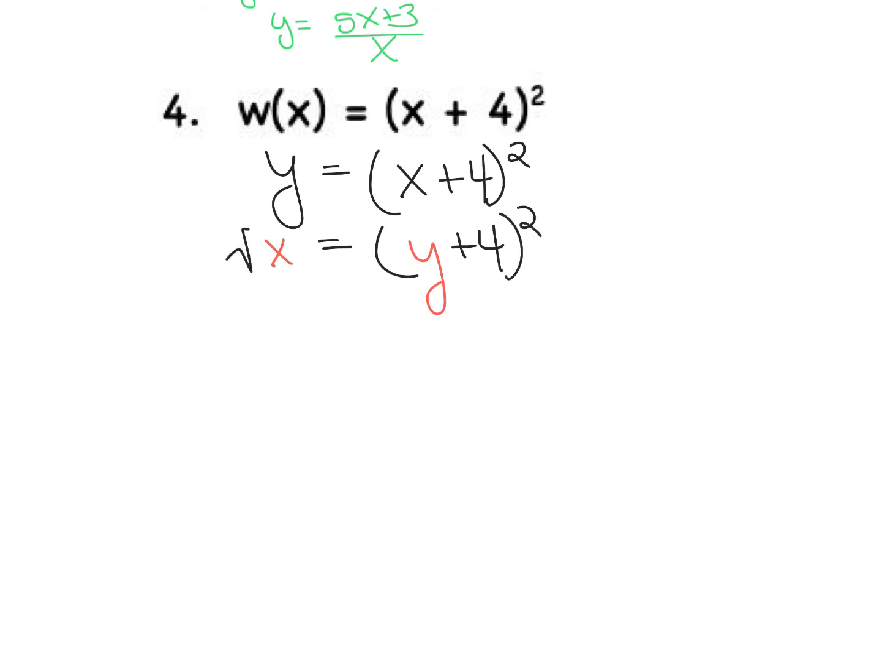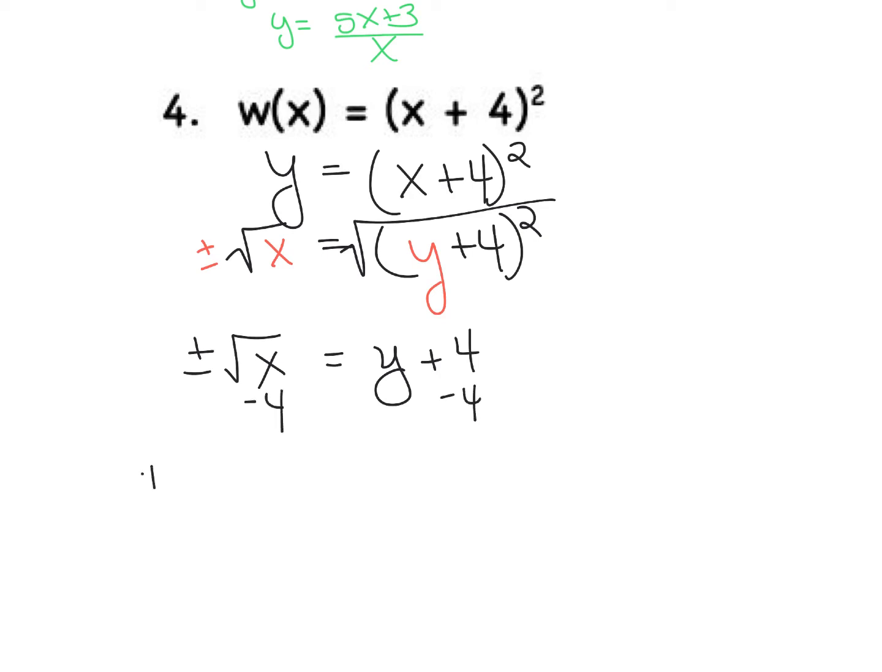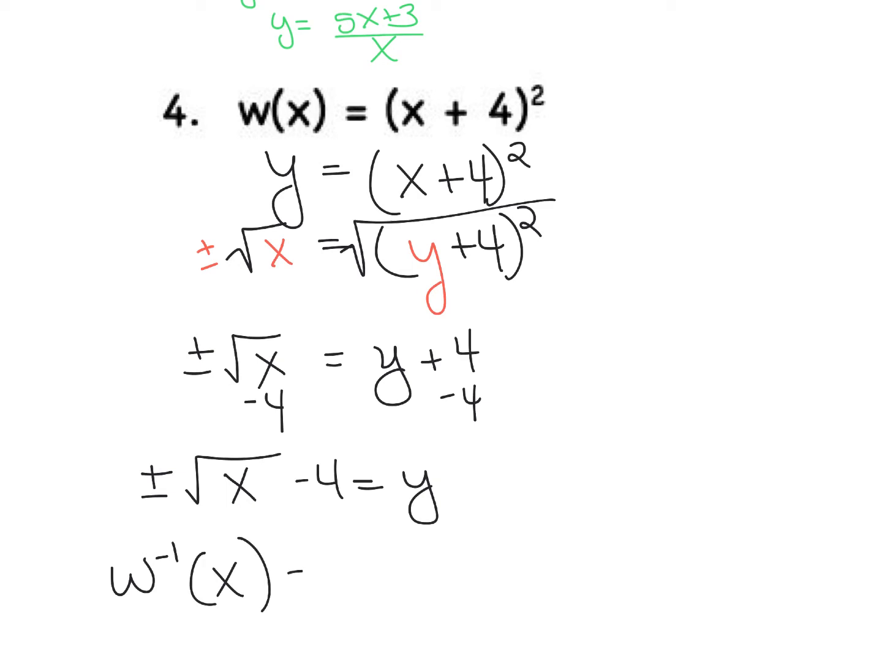I'm going to begin by taking the square root of both sides. When I take the square root in equation form, I need to remember to put plus or minus. So this would be y plus 4 is equal to plus or minus root x, and then I'm going to subtract 4 from each side. And I will rewrite this in inverse notation. So w inverse of x is equal to plus or minus root x minus 4.